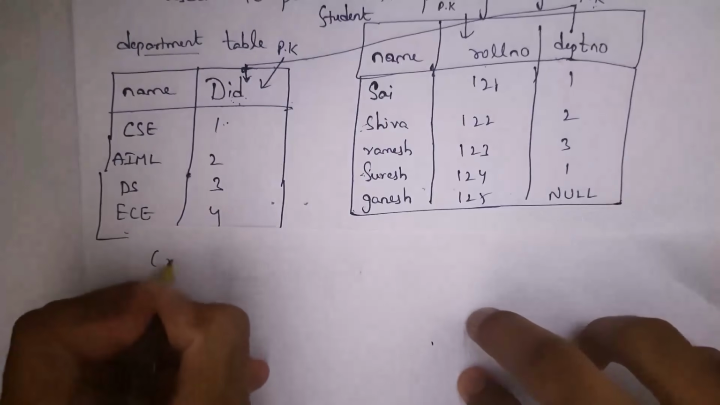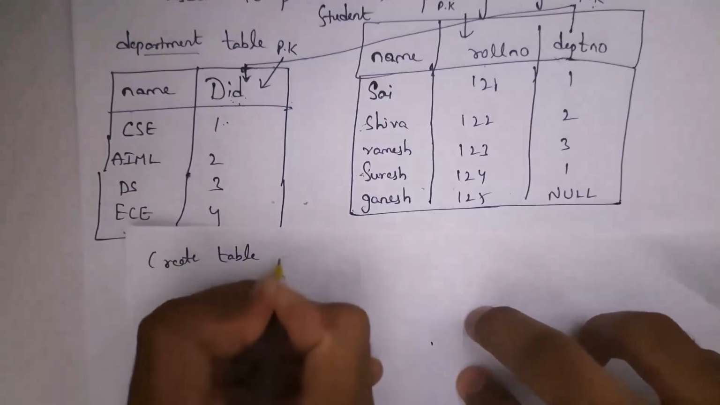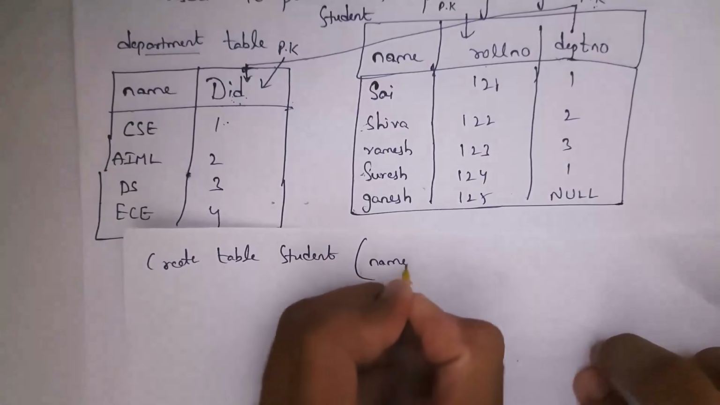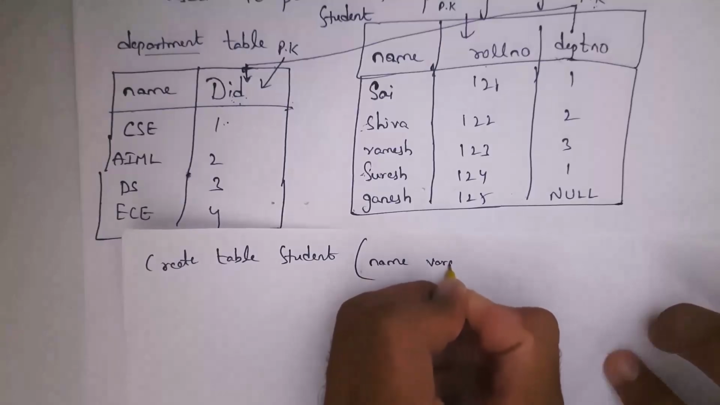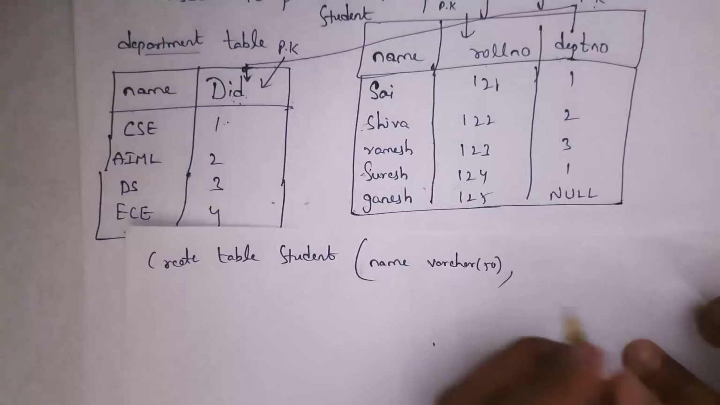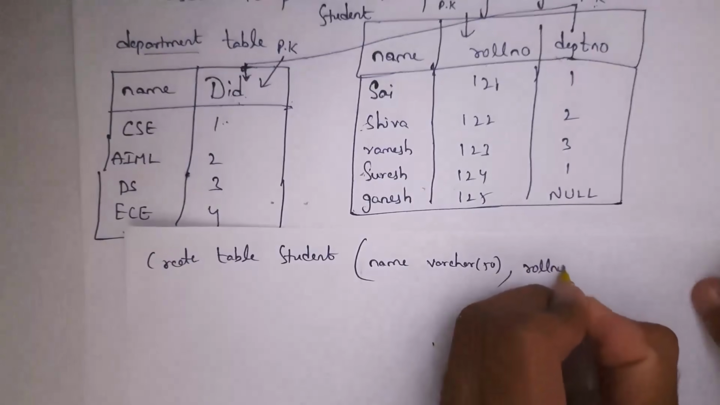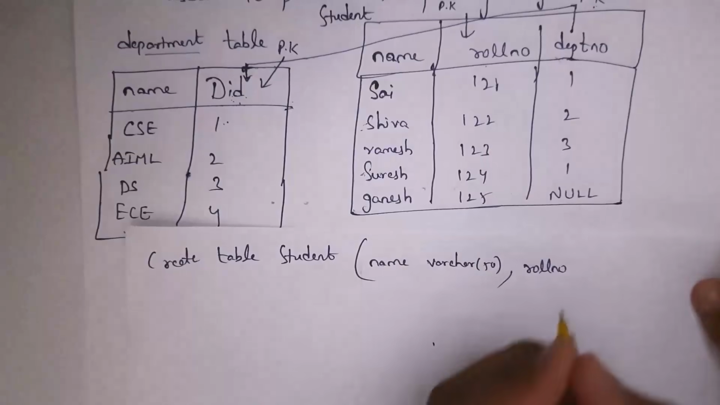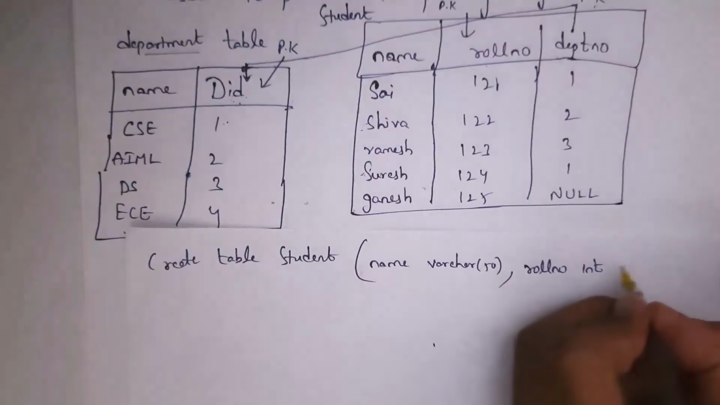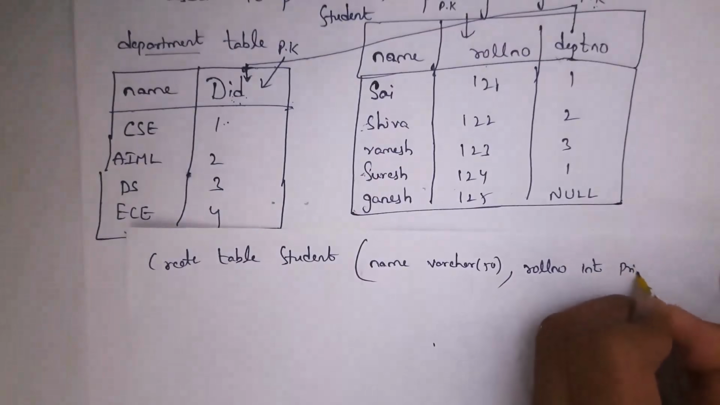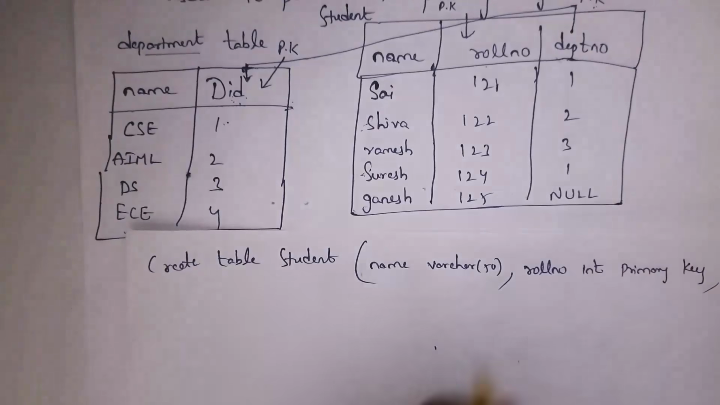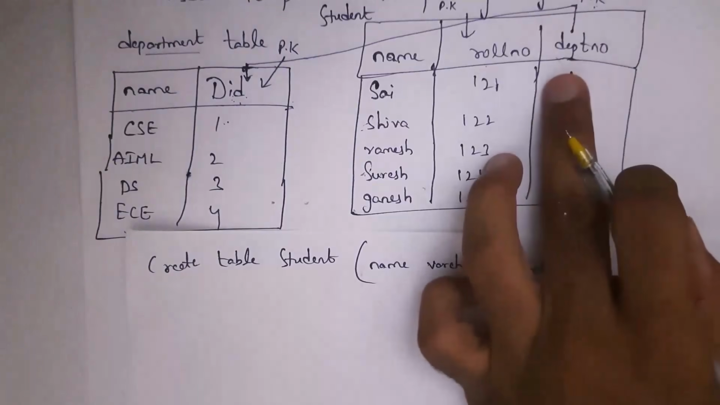So write create table and the table name, that is student, open bracket, first column is name. So write name and data type, that is varchar, and I am giving size up to 50, comma, next column is roll number. I want to give roll numbers like 121, 122 and so on, so I will take data type int, and I will set a primary key for this roll number column. So after writing int, write primary key, that means this roll number column is now the primary key, and next another column, that is the department number column.